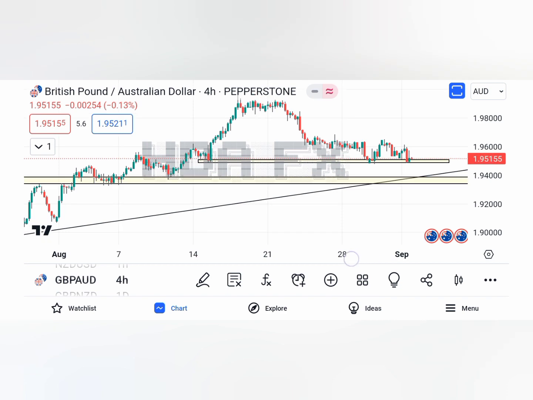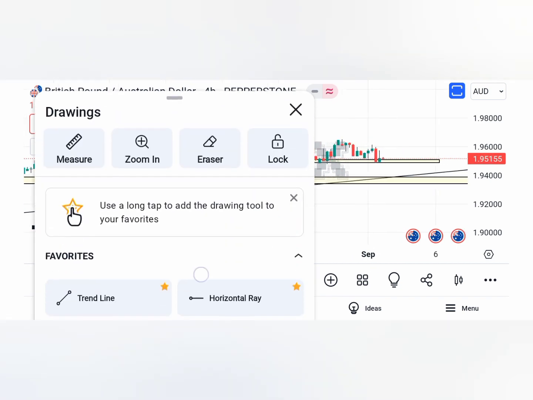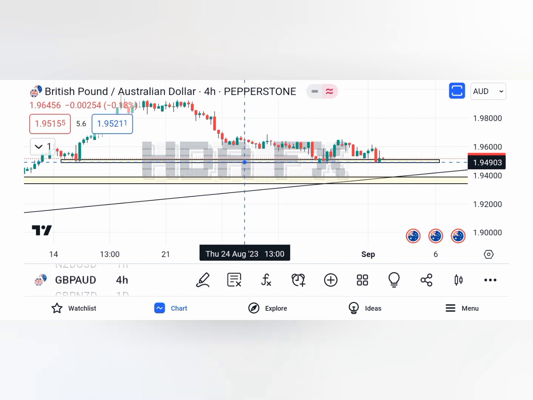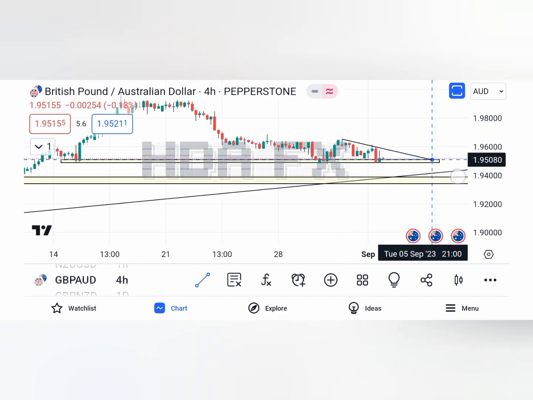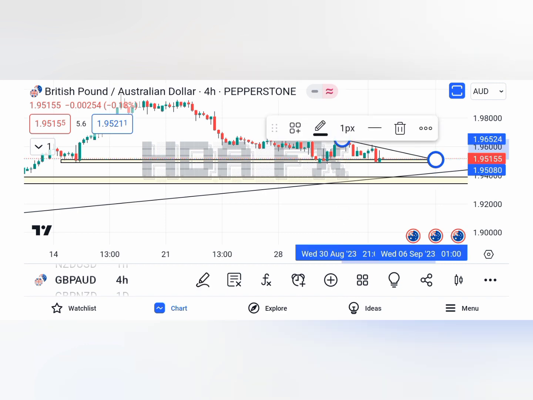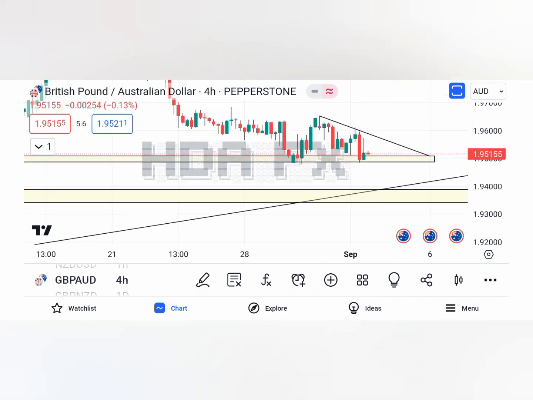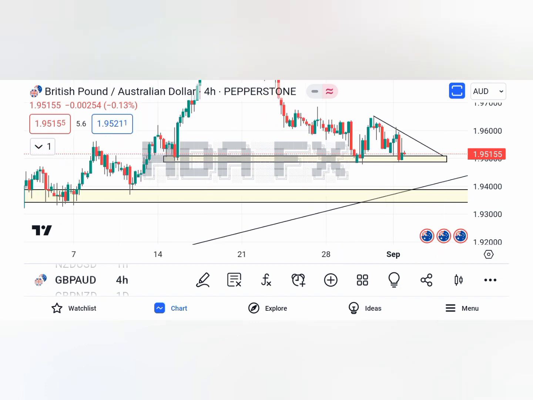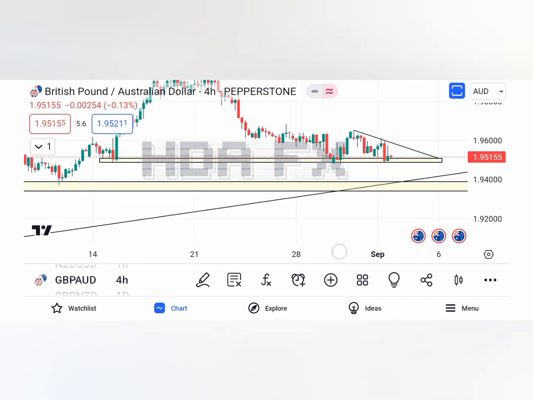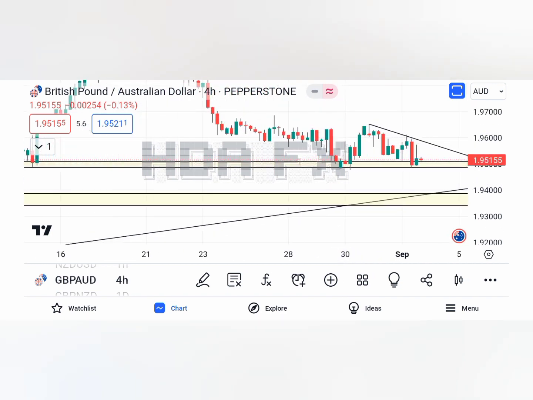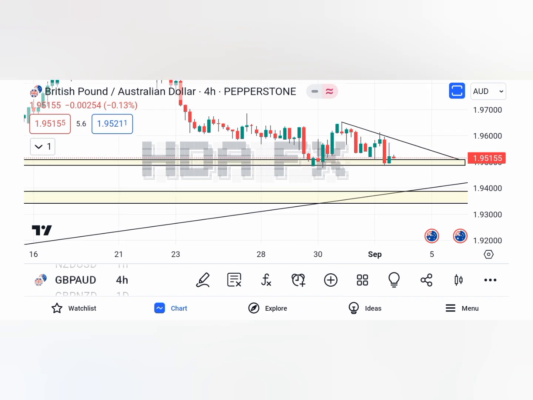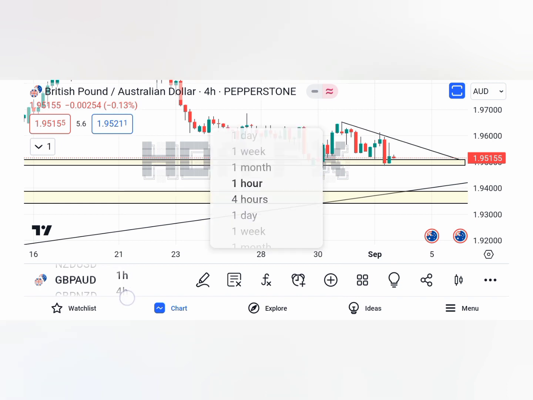So now let's continue with our analysis. We can also have a trend line here, and a trend line here also. So now this is what we have on GBP AUD. My chart looks like there's a lot of drawings on it, but we'll manage. So now let's continue with the analysis. Let's move to the 1-hour time frame and see what we have there also.